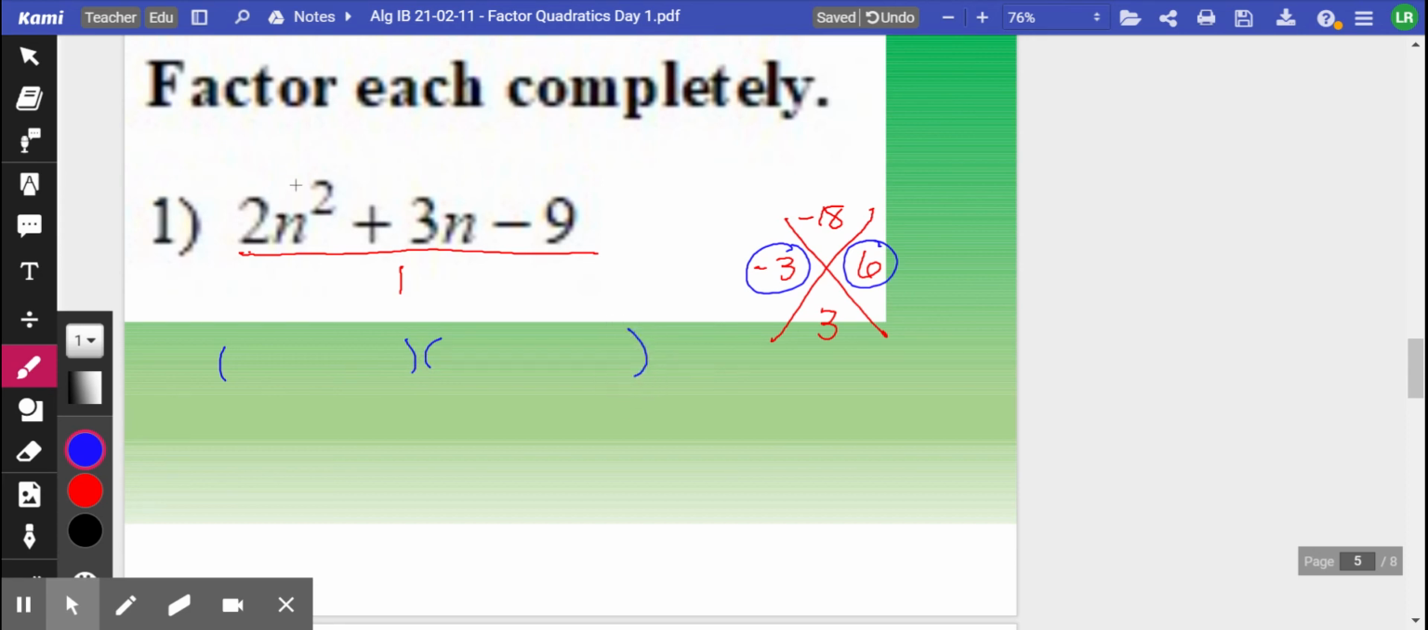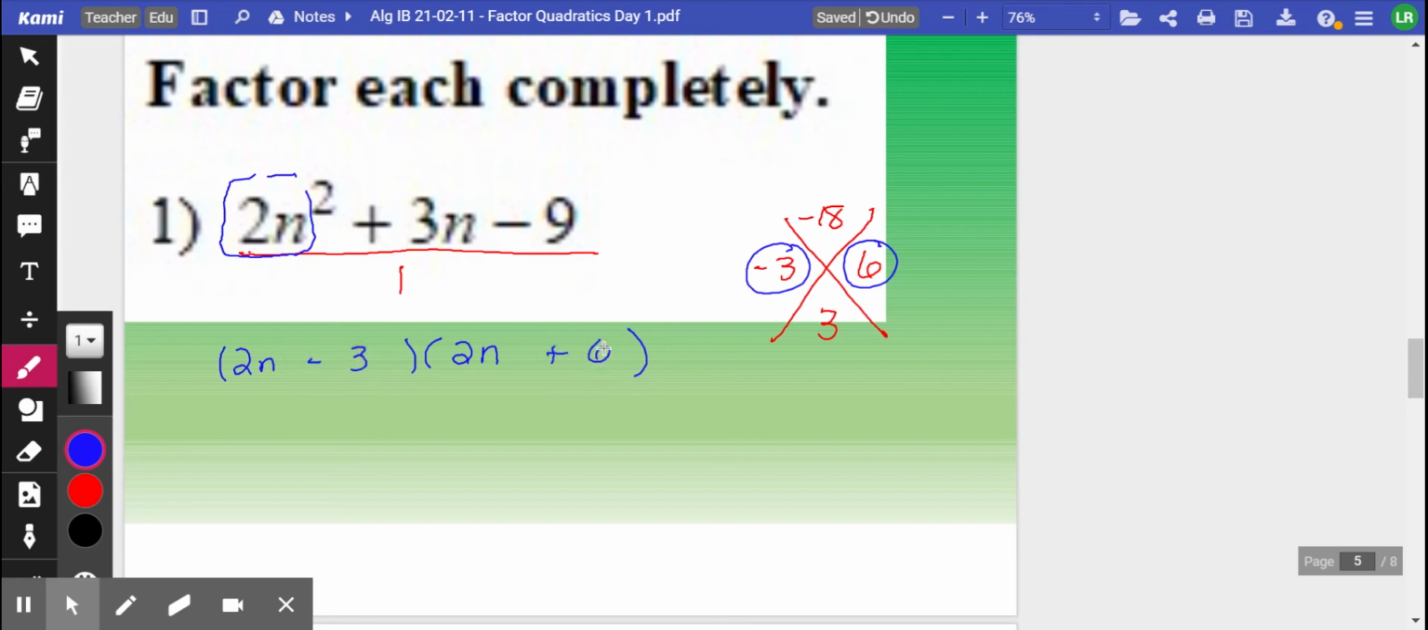Okay, and remember, we start off with this part. You take off the exponent. So I have 2n and 2n. Now, if we look at this, n times n is n squared, so that's going to be good. But 2 times 2 isn't 4, so there's going to be work to do. Put our magic numbers. Minus 3 plus 6.